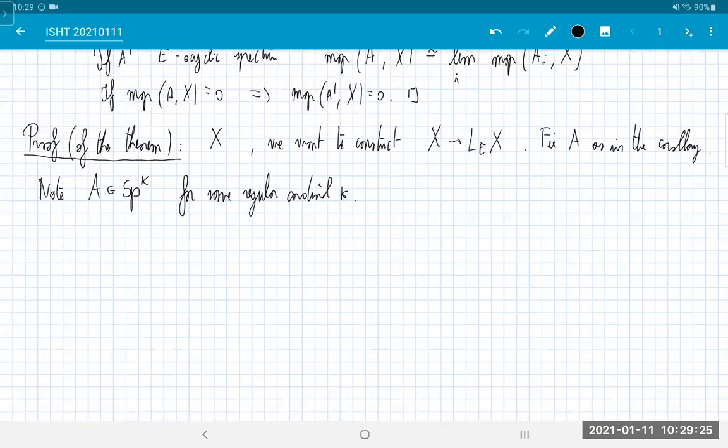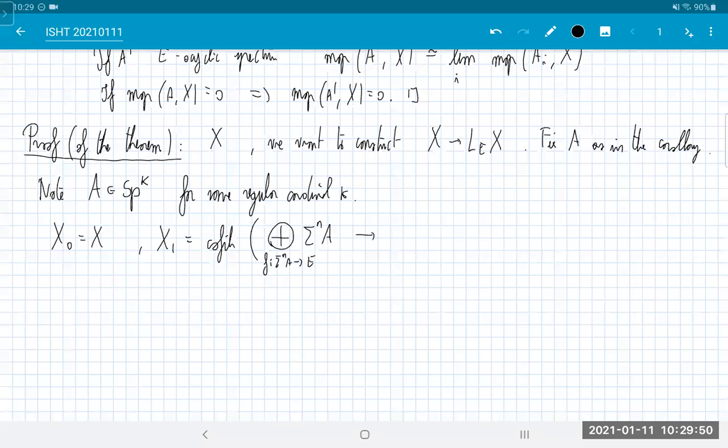So how does this work? We want that all the maps from A to X die. So we start with X_0 equals X. And then we take X_1 to be the cofiber of the sum over all the maps from Σ^n A to X, where n is in Z and they're indexed by all the possible maps. I mean, all possible homotopy classes of maps, of course. I choose one representative for each homotopy class.